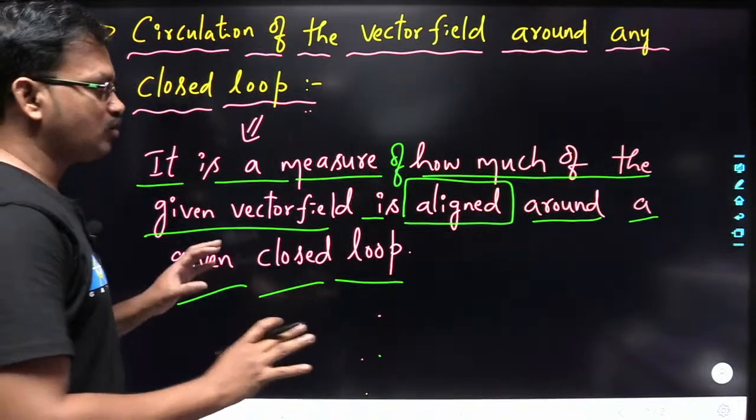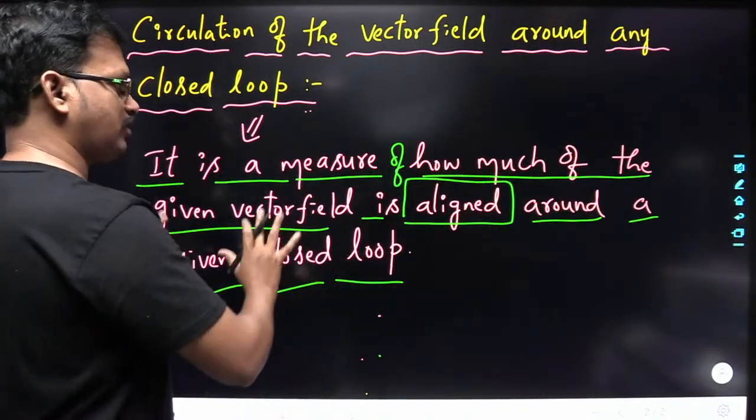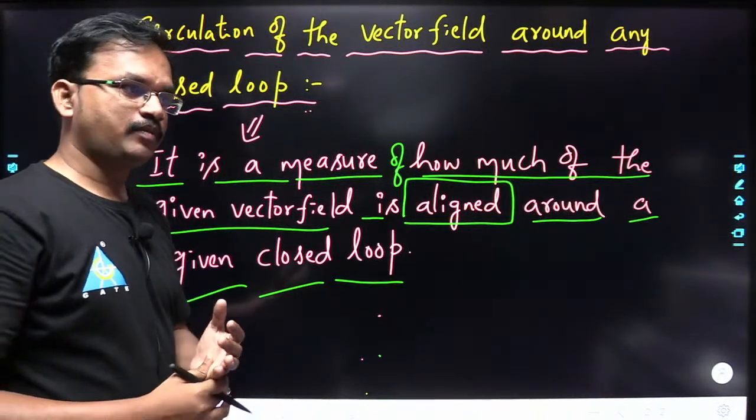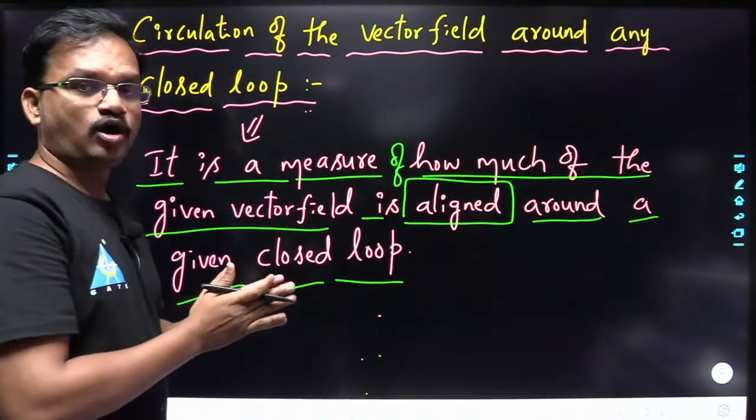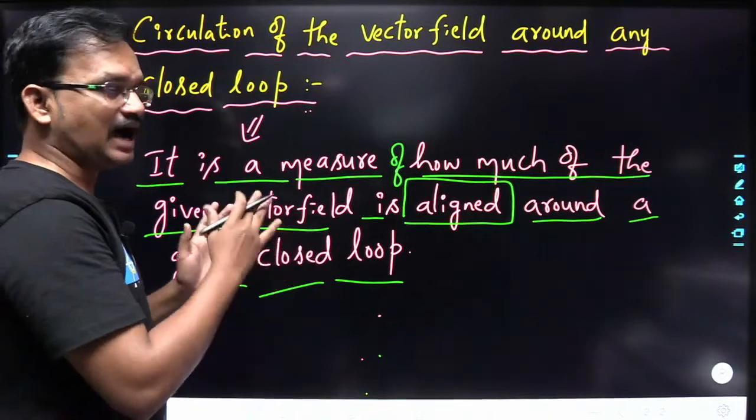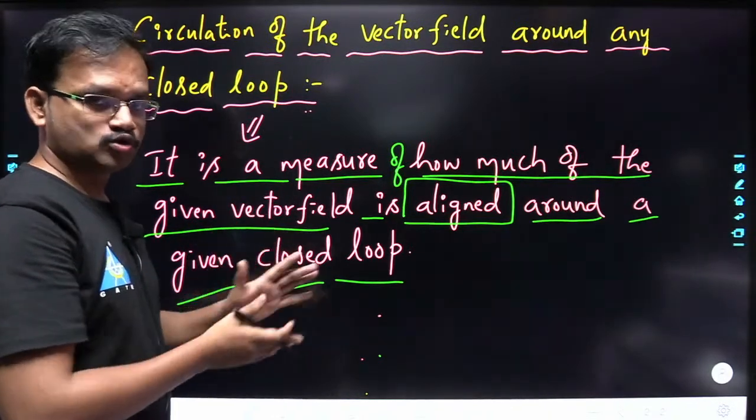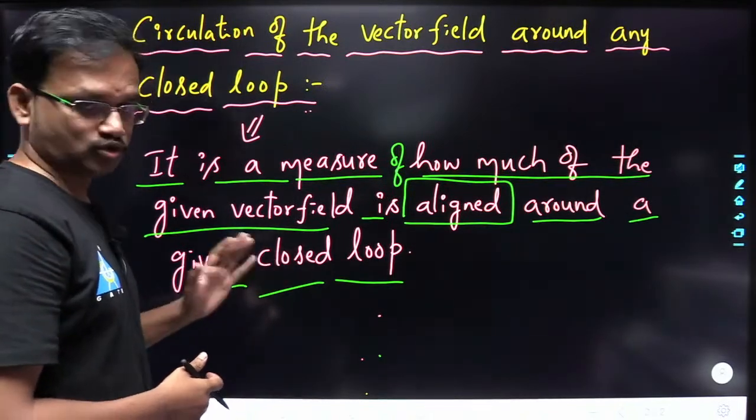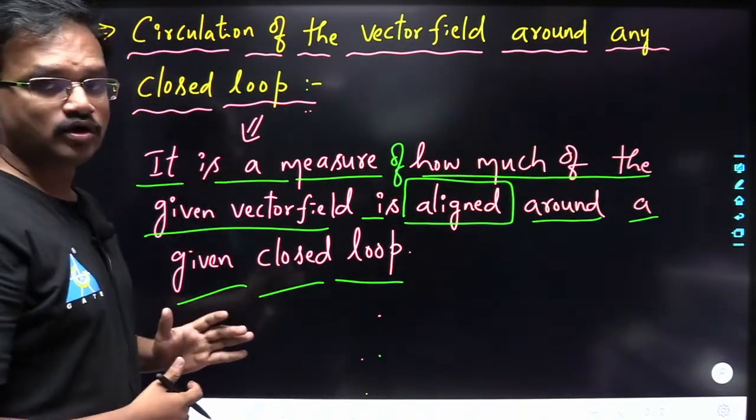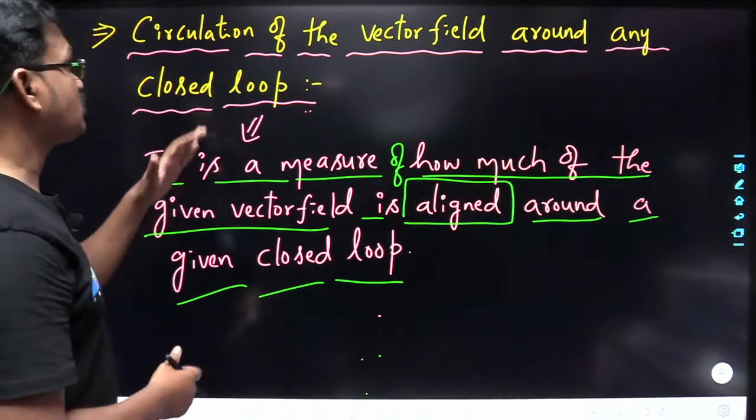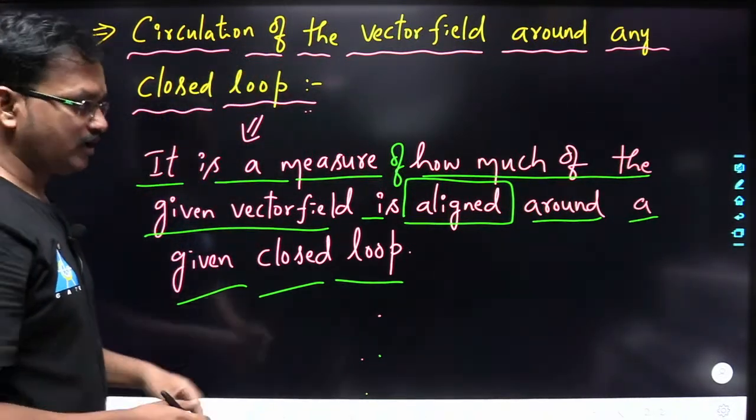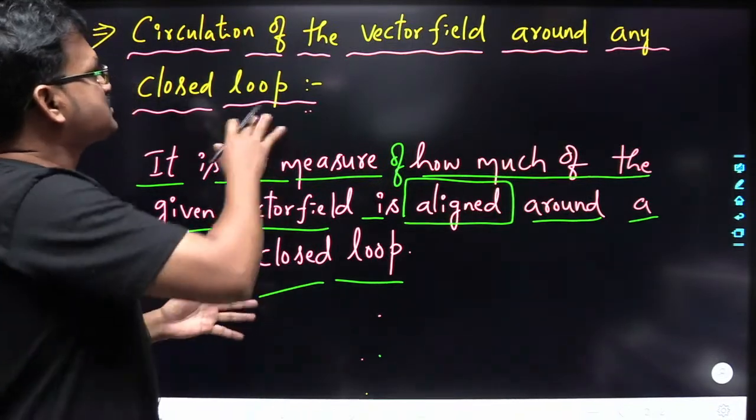So suppose you have some vector field distributed here. Now you want to determine how much of this vector field is aligned around a given closed loop. How much of this vector field is aligned around that given closed loop? That is what you want to determine, and that is called the circulation of the vector field around any closed loop. We will see how to represent this mathematically.